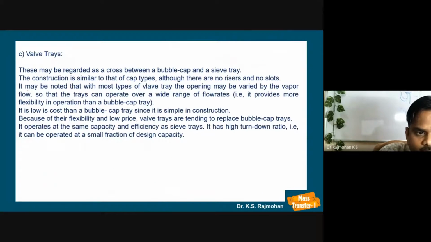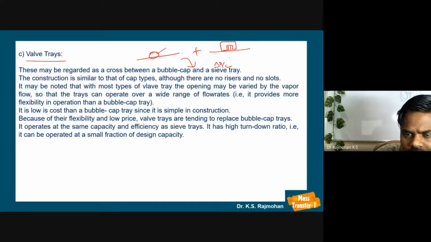And then we have another type of column called valve trays. This may be regarded as a cross. It is a combination. We have simply holes, and we have another place where we have a bubble cap. So this valve tray is a combination of these two, so that we get a lesser pressure drop than this, right? And we avoid the weeping problem associated with the sieve plates, and we avoid the pressure drop associated with the bubble cap column.